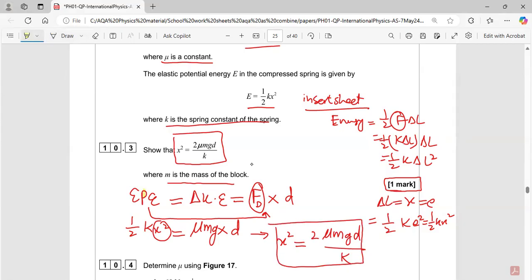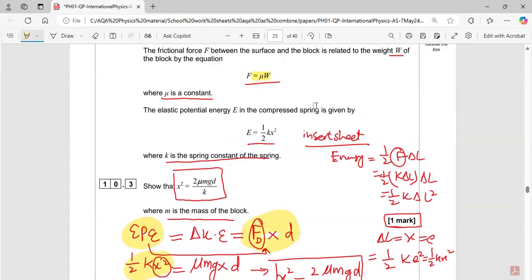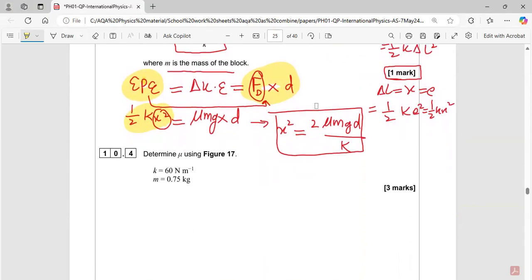We say that the spring's elastic potential energy is converted into kinetic energy, which in turn is converted into work done against friction. And then you just wrote its value, half kx square, and in place of f, we have written mu w, which was written over there, and then you simply shift all the others to the other side, and you got your answer.